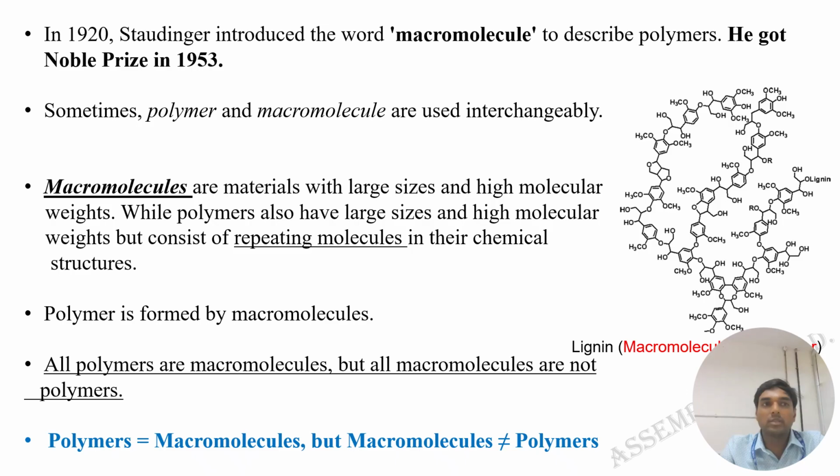Staudinger first introduced the term macromolecules to describe the polymers, and he got the Nobel Prize in 1953. This is one molecule called lignin. It's a macromolecule, and you can see how the parts are connected to each other. Of course, there is a difference: this molecule is not repeated, right? A macromolecule is basically large size, high molecular weight. Polymers are also large size, high molecular weight, but they have a repeating unit.